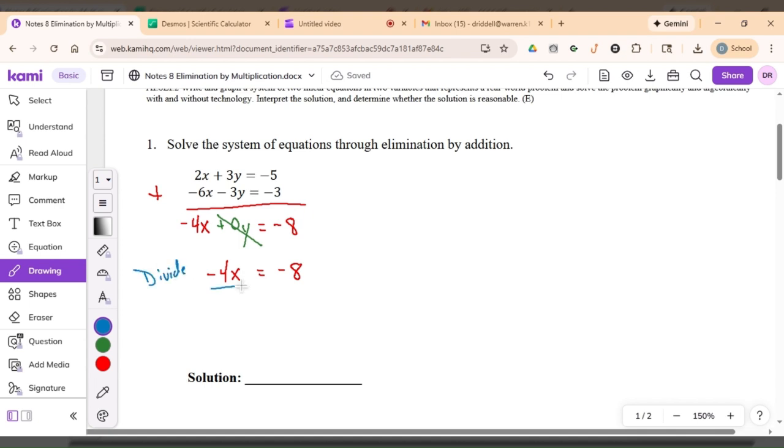So we're going to divide both sides of this equation by negative 4. We always divide by the coefficient. So if there's a negative 4 in front of x, divide by negative 4. If there's a positive 4 in front of x, divide by positive 4. But after you divide, the reason is to get rid of those negative 4s. And now you have x equals, and you have a negative 8 divided by a negative 4.